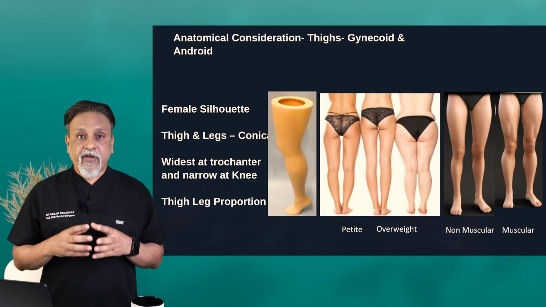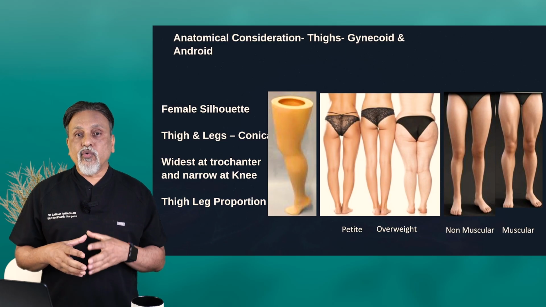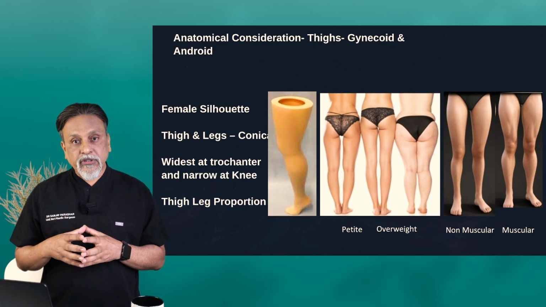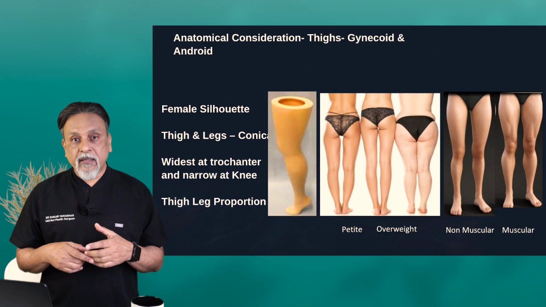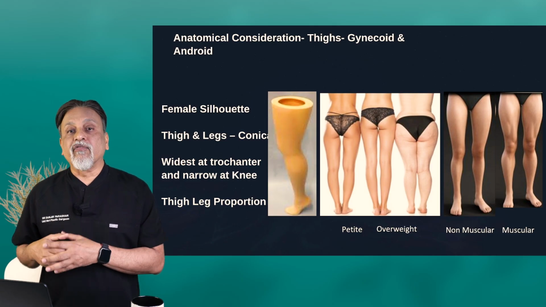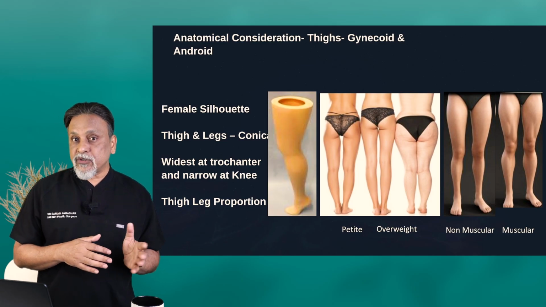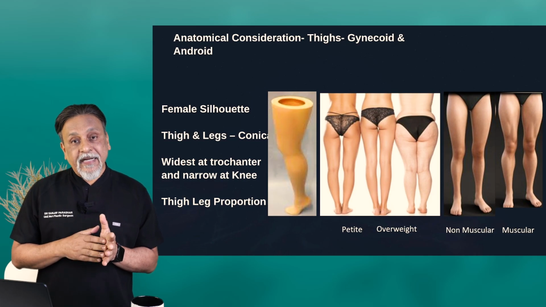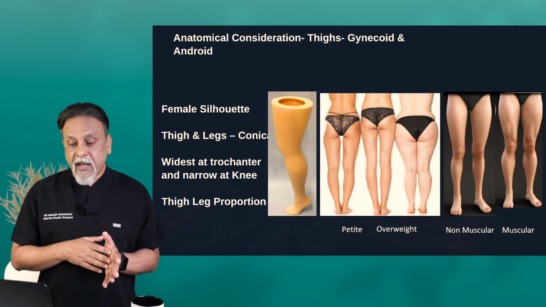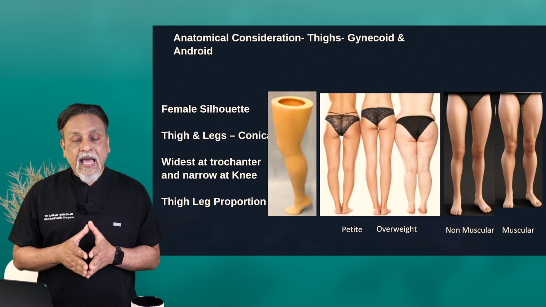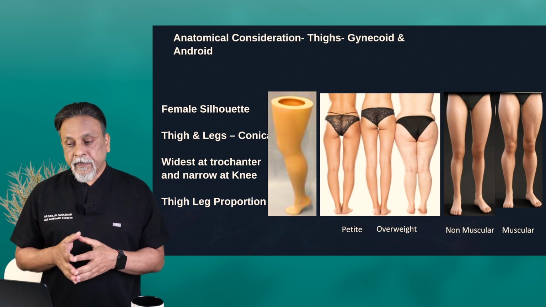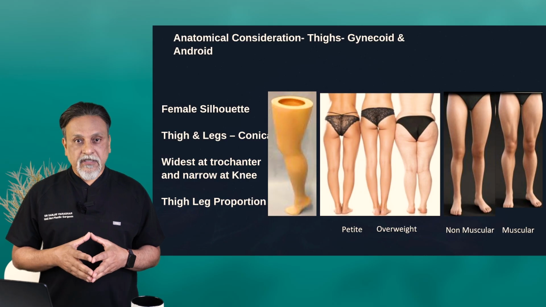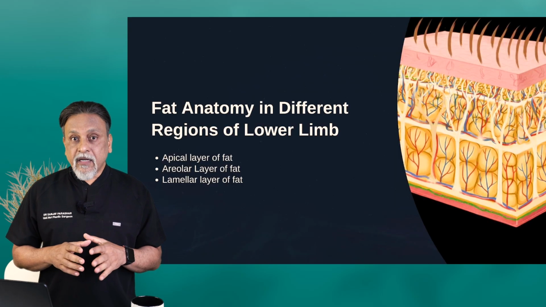And this proportion is very important, because you do not want to do excessive liposuction in the upper part of the thigh and then make it disproportionate, because as the patient gains weight, the distal part will accumulate fat and the anatomy and aesthetics will change. So you need to know how the thigh looks in a petite woman with low BMI, in an overweight and an obese person, and also a non-muscular versus a muscular person. So the anatomy remains the same.